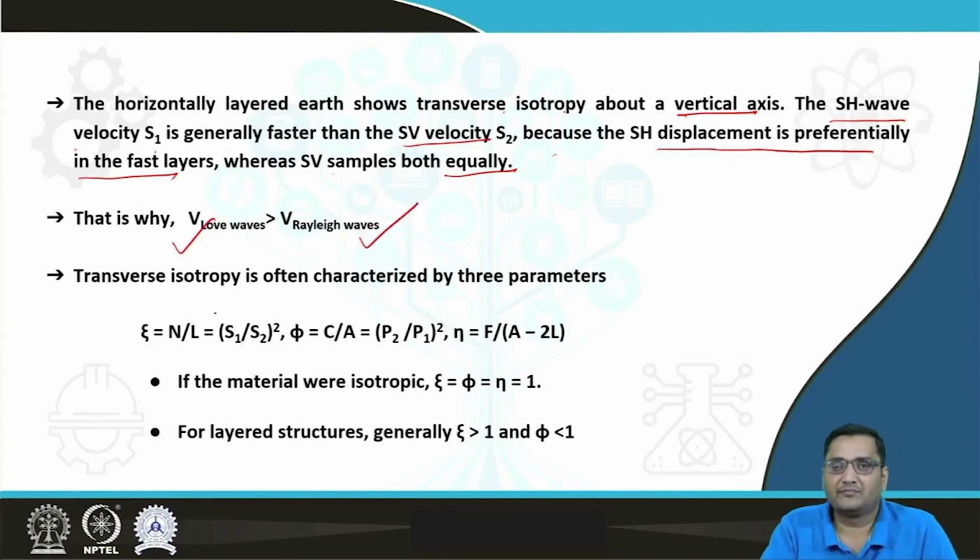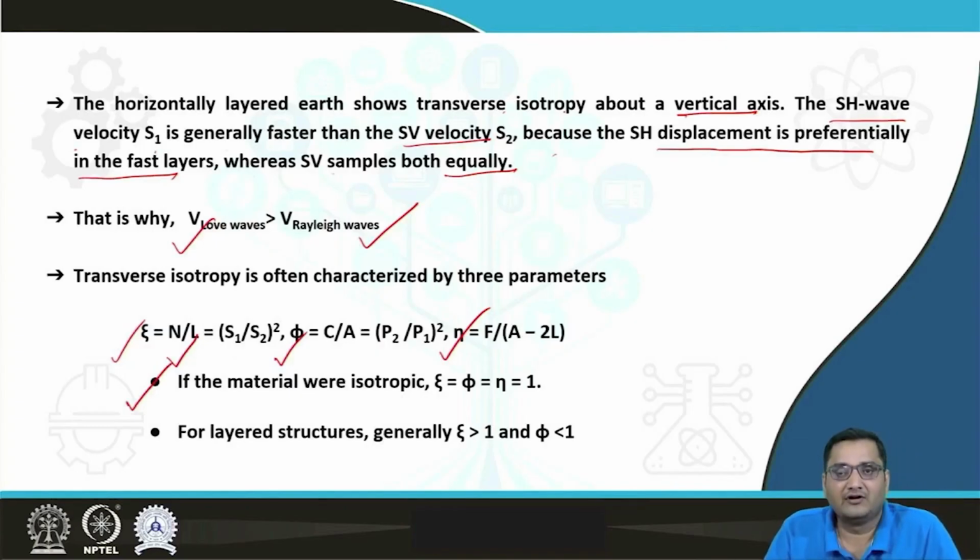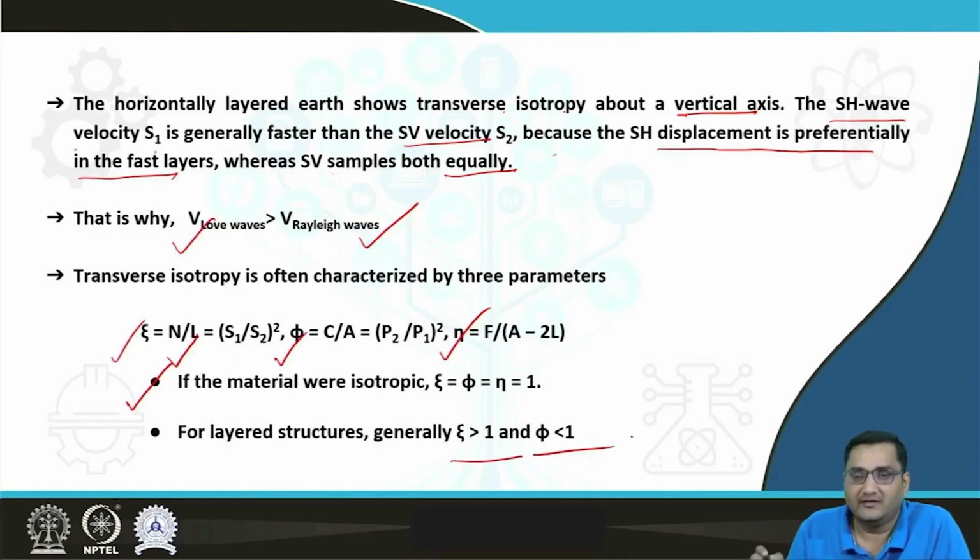The transverse isotropy is often characterized by three parameters, that are zeta, phi and eta. Zeta is equal to capital N by L, that is further equal to S1 squared by S2 squared. Phi is equal to C by A, that is P1 squared by P2 squared. Eta is equal to F upon A minus 2L. If the material is isotropic, then all these parameters are equal to each other, that is equal to 1. And in case of a layered structure, which basically produces anisotropy, zeta will be greater than 1 and phi will be less than 1.